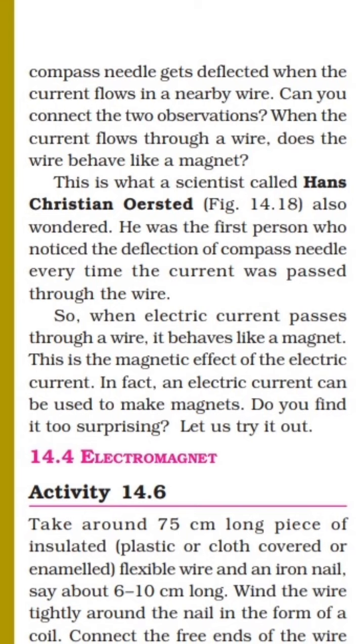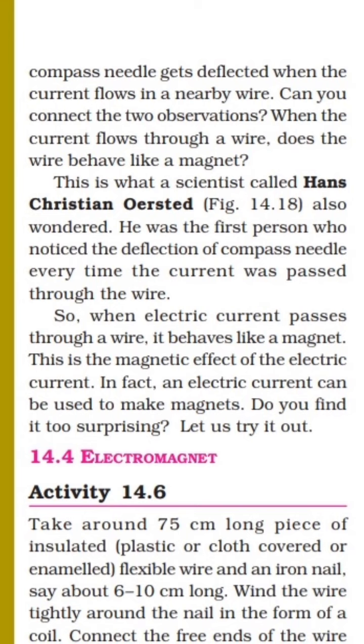So when electric current passes through a wire, it behaves like a magnet. And this is the magnetic effect of electric current. Underline this sentence in your notebook or write it down. What is the magnetic effect? When current passes through the wire, it behaves like a magnet. This is called the magnetic effect of electric current.